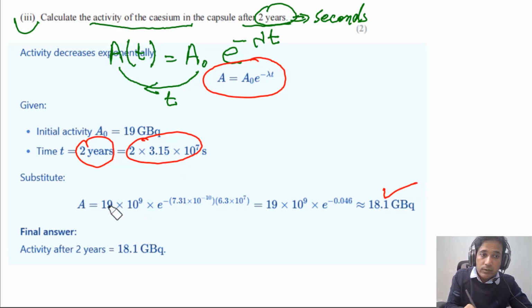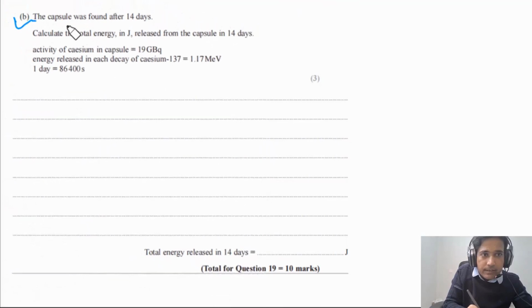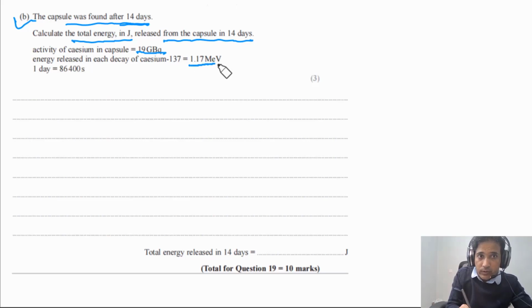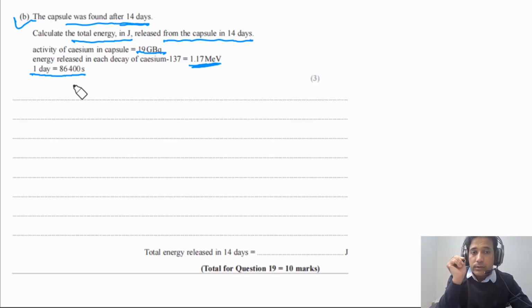Initial activity was 19 gigabecquerel. Now we have 18.1. Part B says the capsule was found after 14 days. Calculate the total energy in joules released from the capsule in 14 days. Activity of cesium capsule is given to us. Energy released in each decay of cesium is 1.17 mega electron volts. 1 day is equal to 86,400 seconds.